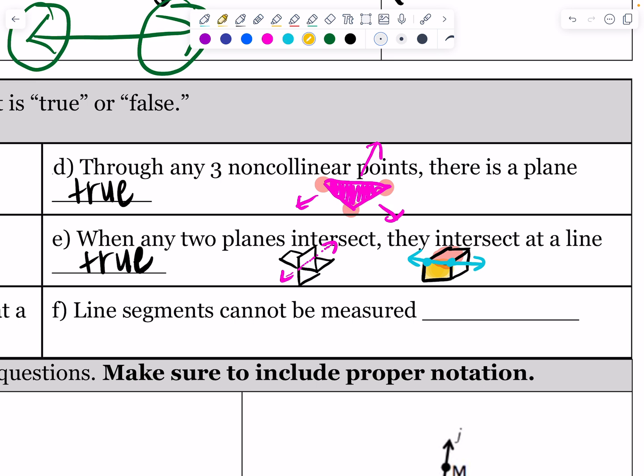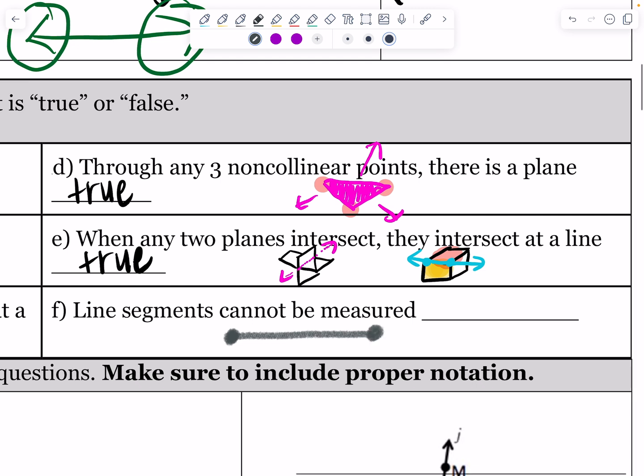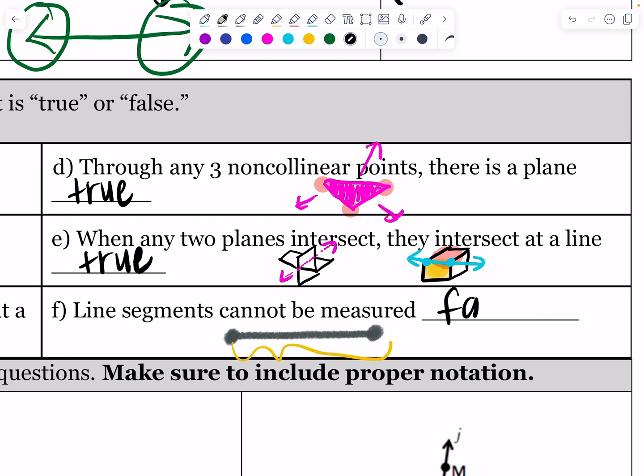Can line segments be measured? The next one. Well, we know that a line segment looks like this. It has a starting point and a stopping point. So can it be measured? Absolutely, it can be measured. So this can be measured, so that's going to be false. What cannot be measured? Anything with arrows. So lines can't be measured because they have arrows on them. A ray can't be measured because it has arrows, because arrows mean that they go on forever. And you cannot measure something that is infinite. But segments are going to be pieces of lines, and you can measure those. And so that is going to be false.